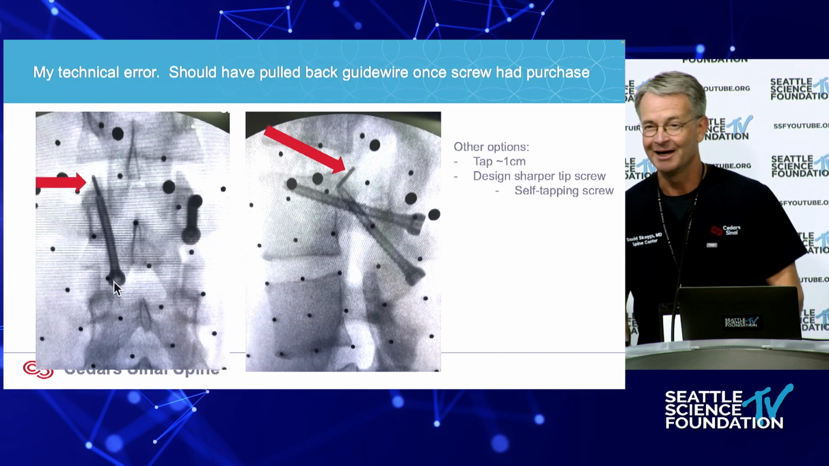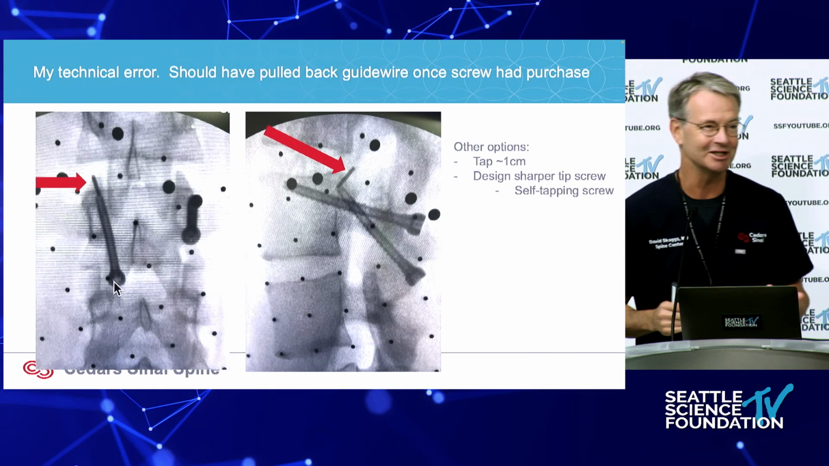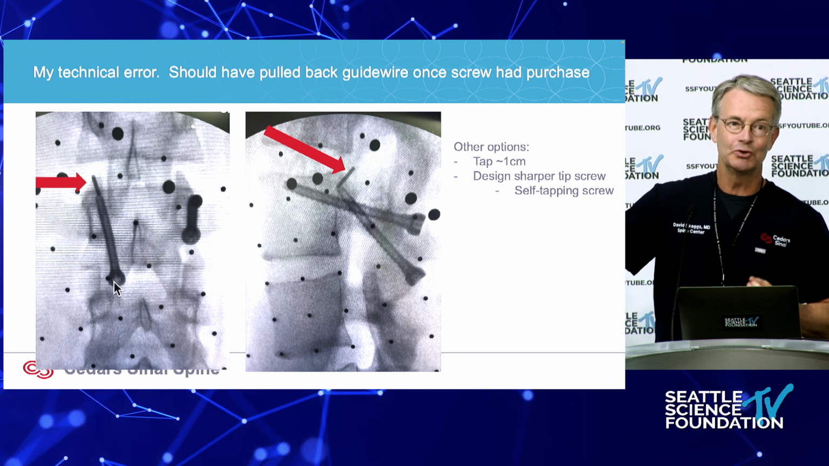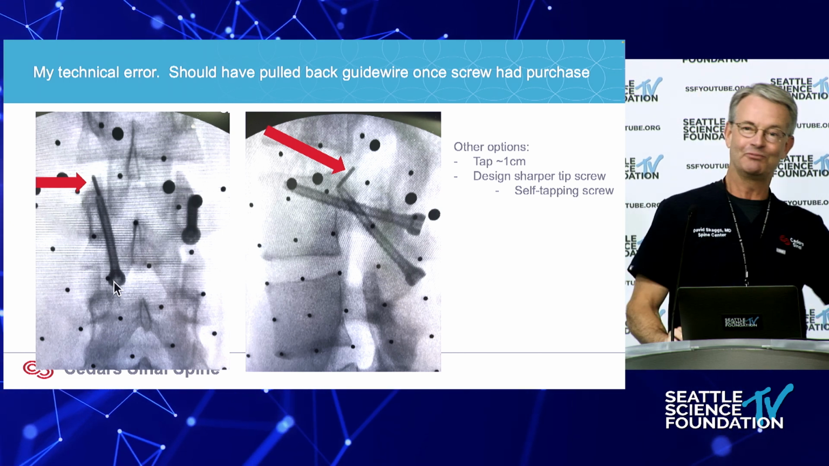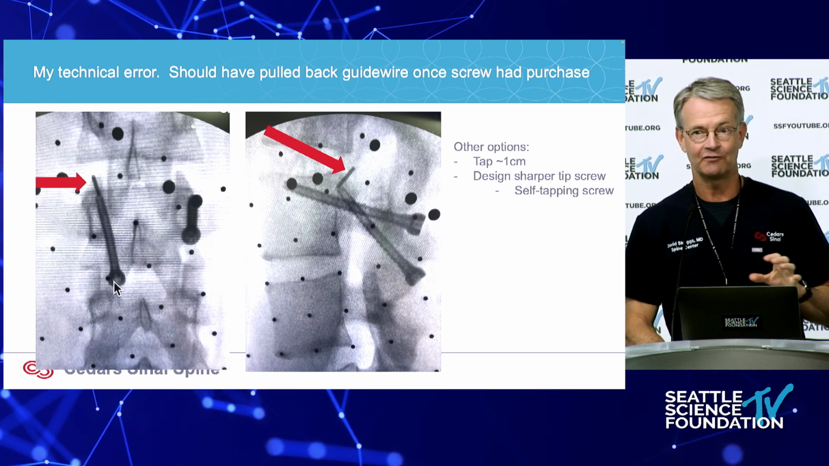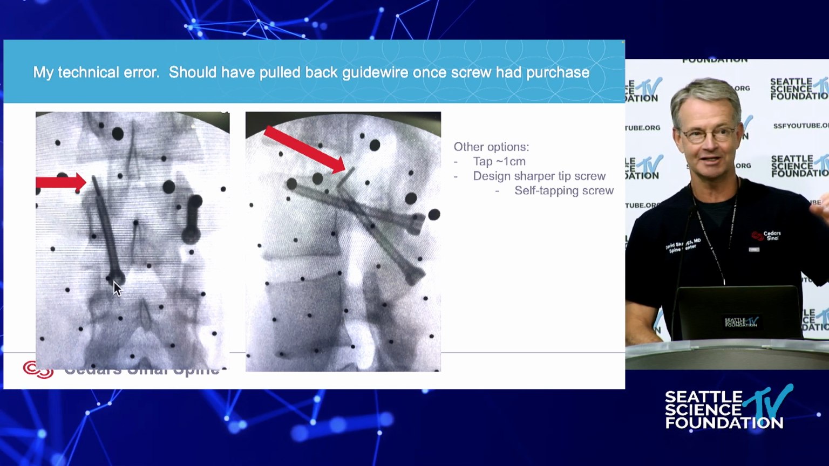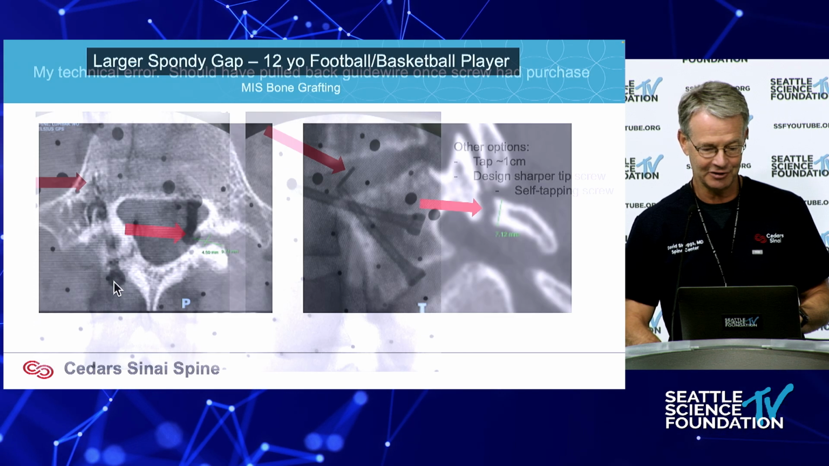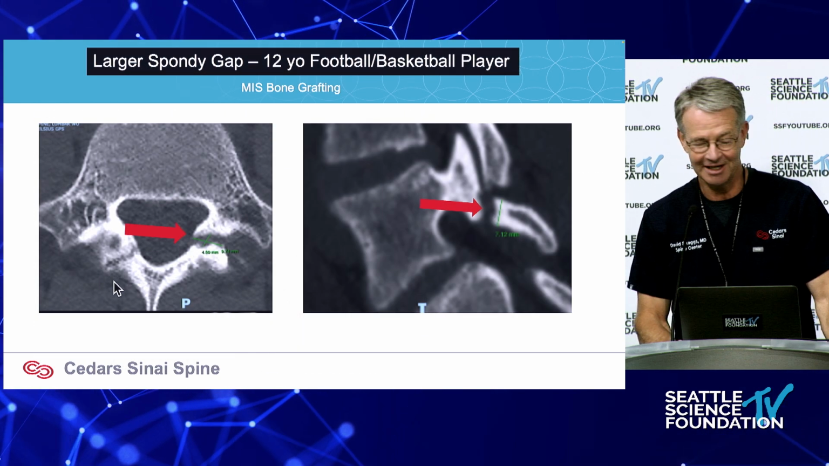I messed up here. I'm sharing this with you so that you don't make this mistake. What I should have done is as soon as the screw was past the fracture site, I should have pulled out the guide wire. I didn't. The guide wire broke. Fortunately, this is stuck in bone in the disc. The kid is 6 months out playing sports. We didn't need to do anything, just left it in place. Don't make the same mistakes I did.